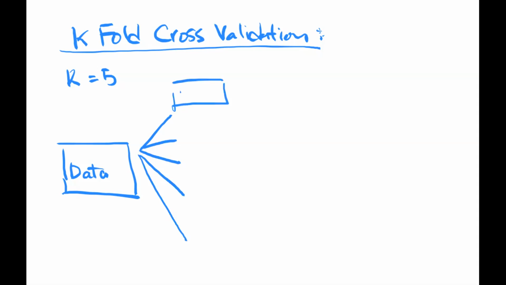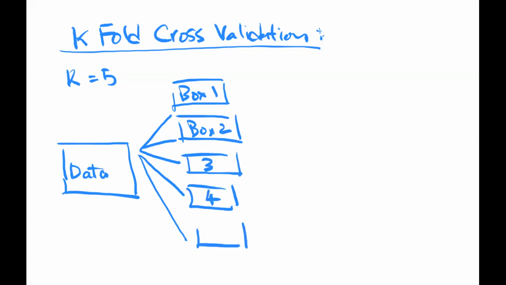So we have box 1, box 2, box 3, 4, and 5. That's basically what the 5-fold means. We're going to create these 5 boxes and use these 5 boxes. Samples, or observations, are randomly assigned to these boxes.